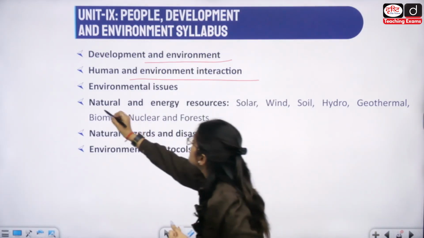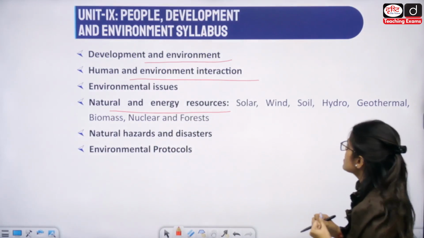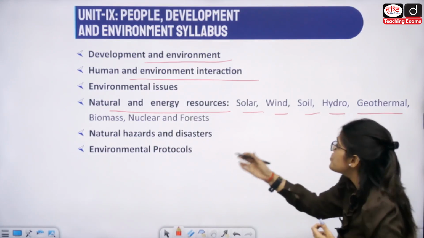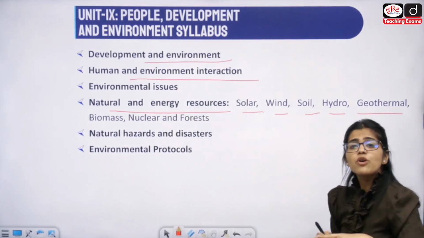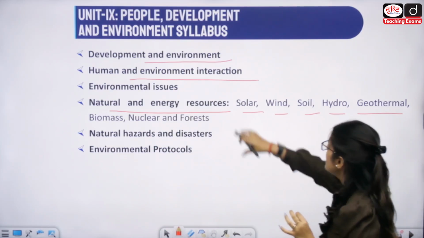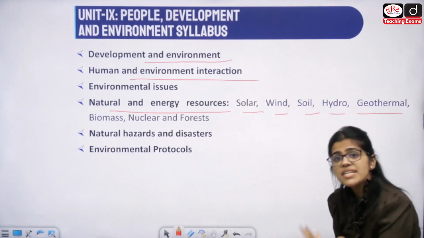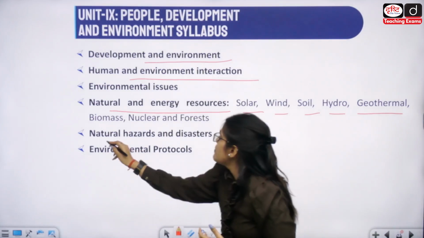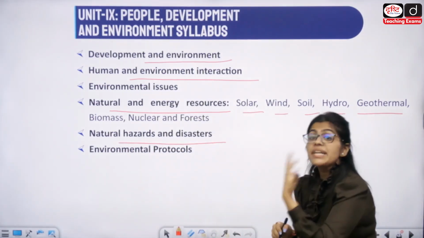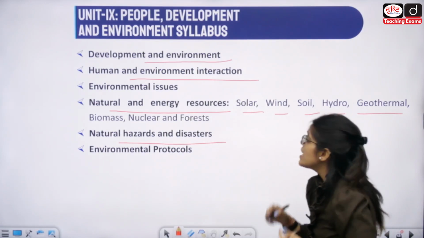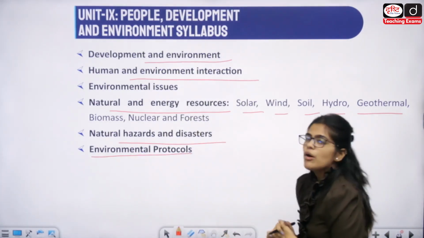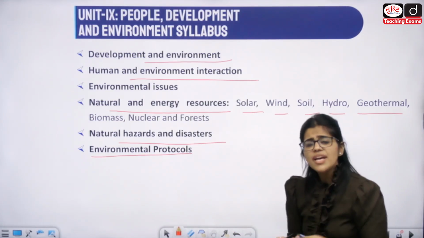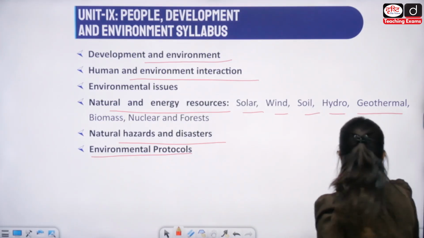We'll be talking about the natural and energy resources like the solar, wind, soil, hydro, geothermal, biomass, nuclear, etc. All of these things will be going in greater detail. We'll be looking at the latest trends. We'll be looking at the various initiatives that the government has taken to save the environment. Then we'll be talking about natural hazards and disasters, mitigation, how you can protect the environment, and then very important, we'll be talking about the protocols. SDGs and MDGs, these are the two initiatives that are very important. Every year you see questions being asked from them.